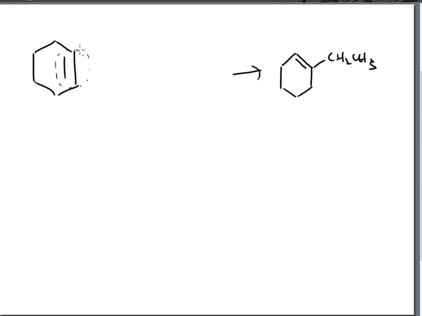Well, how can we do that? How can we reform double bonds? The only way that we've talked about how to do this and make double bonds in products is through the use of an elimination. Oh, no.